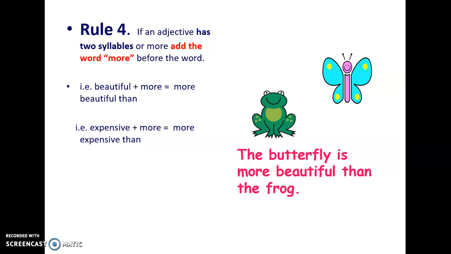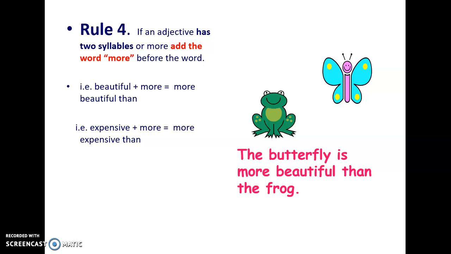okay? So for example, if you have beautiful, how many sounds do we have in beautiful? Let's count them. You have beautiful. It means we have 3 sounds, okay? If you have 3 sounds, it means that you have a long adjective. So you are going to use more instead of the termination ER. So we are going to have more beautiful than, and then we are going to have more expensive than. Okay, so in these cases, you are going to have, for example, the butterfly is more beautiful than the frog. What are we saying here? La mariposa es más hermosa que la rana.